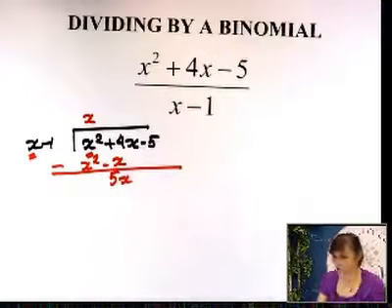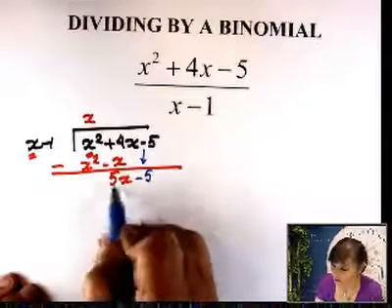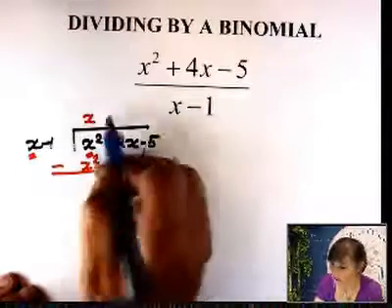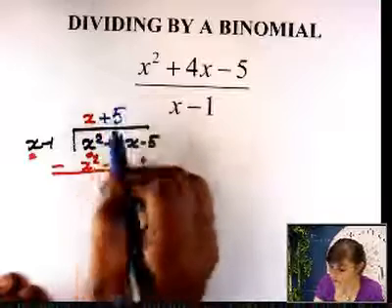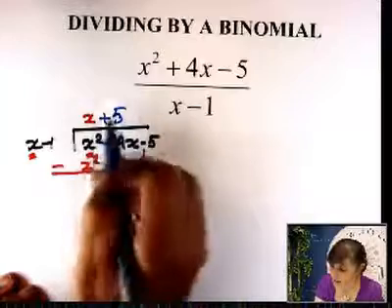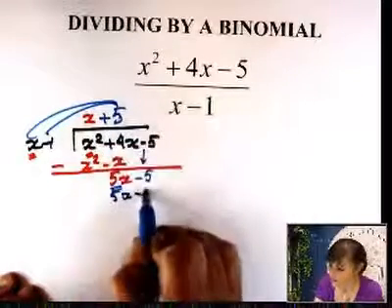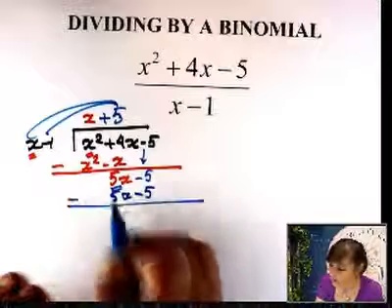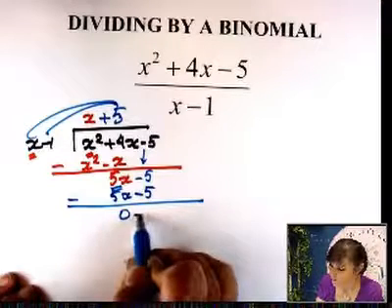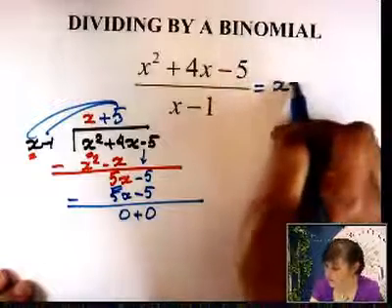Now bring the next one down. You only look at the first term. How many x's in 5x? 5 of them. 5 times x is 5x. 5 times negative 1, remember I have to do both of them. 5 times negative 1 is negative 5. Take it away. I have 0. So what's the answer to this problem? X plus 5.